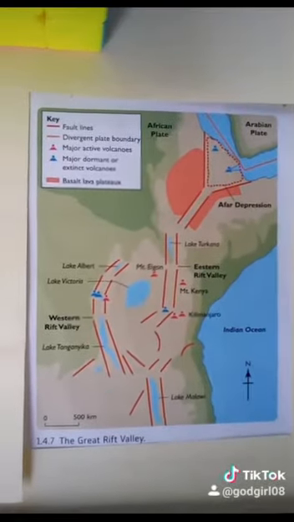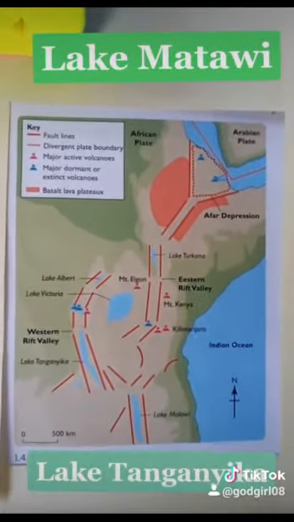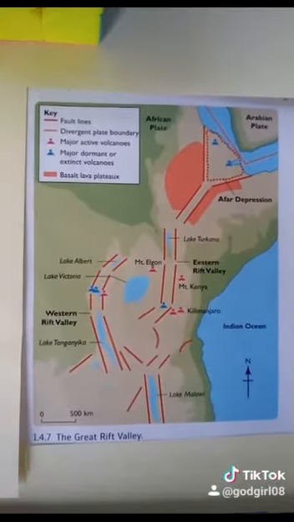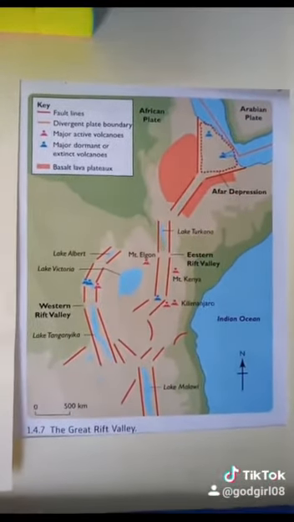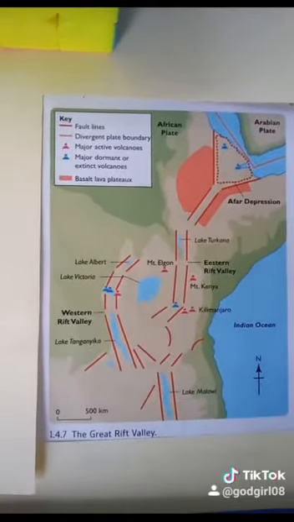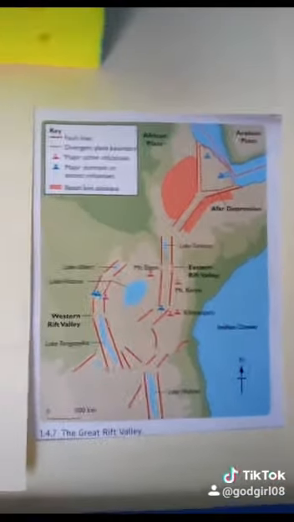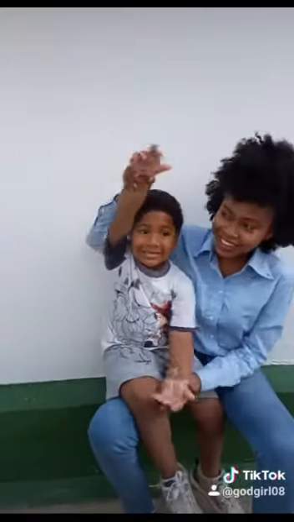Where the valley is deep, there are large lakes such as Lake Malawi and Lake Tanganyika. The Rift Valley is slowly getting wider, and in 50 million years it could be as wide and as deep as the Red Sea.